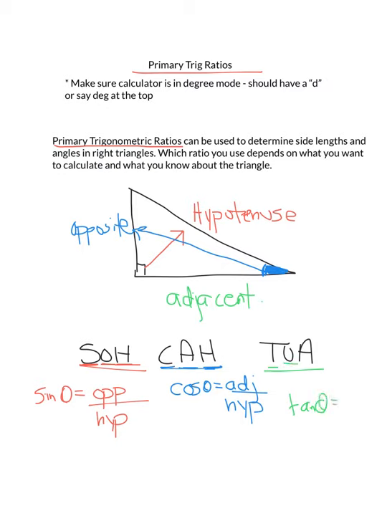So tan of theta equals, the O stands for opposite, and the A stands for adjacent. If you're able to remember SOHCAHTOA, you are able to figure out all three of the formulas that you will need for this chapter.